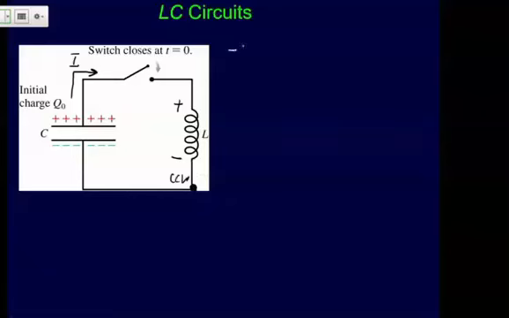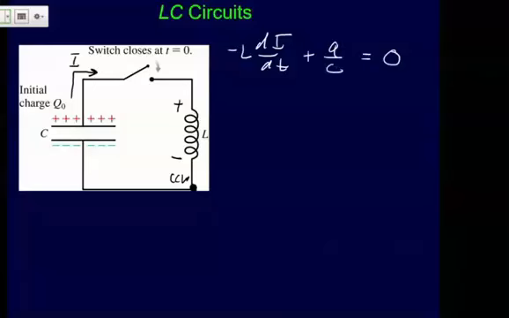When I do that, I get negative L di/dt, that's the voltage across the inductor, plus Q over C, that's the voltage across the capacitor, and that equals 0. According to Kirchhoff's rules, the sum of our voltages should add up to equal 0. Typically, when you get to these more complicated circuits, you try to break them down into a differential equation. This is probably similar to stuff you did with a mass on a spring.